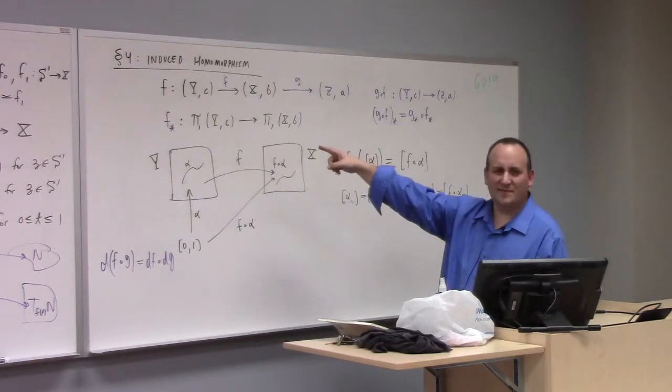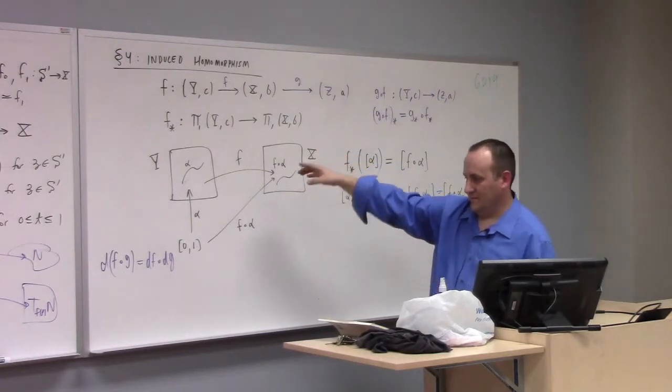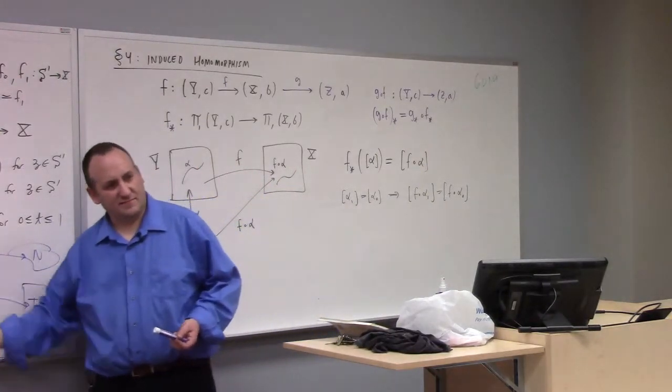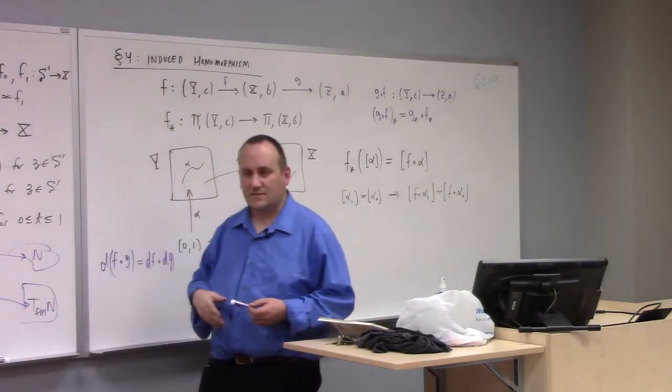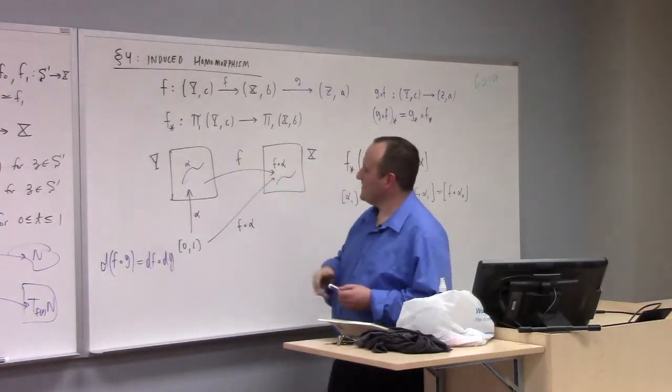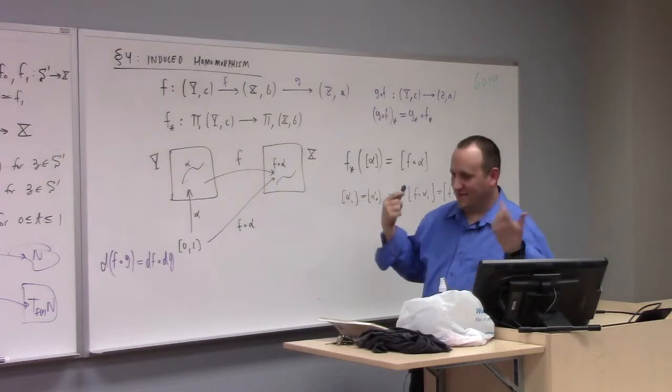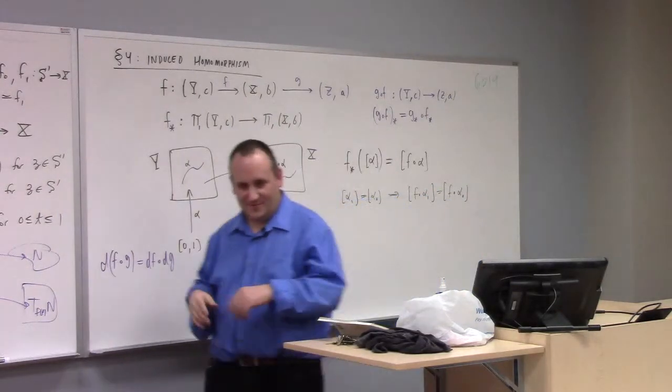This has a name, this F star. Do you guys remember? This is the so-called push forward in manifolds that I know. It's got a name. Oh well, I'm going to have to leave it there because I have to go.